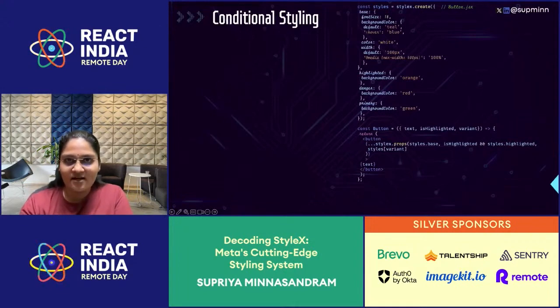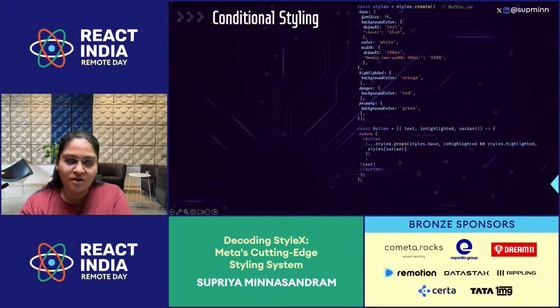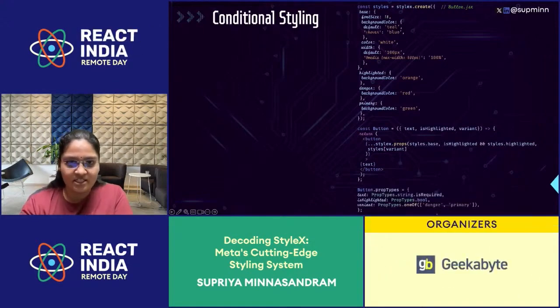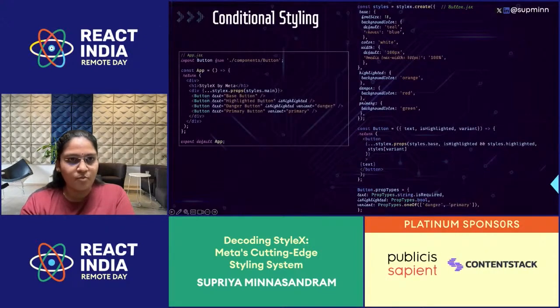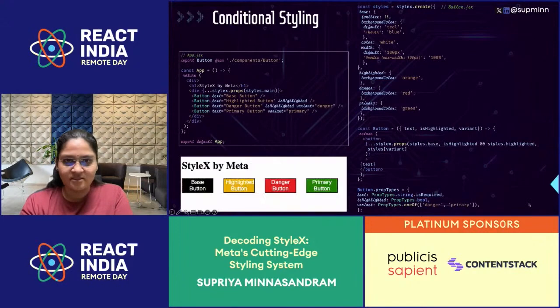Observe that the isHighlighted prop, only when it is passed through and is true, would help us apply styles.highlighted. Otherwise, it wouldn't get applied. And with respect to the variant, we are defining a variant to be either danger or primary for now. Both are going to play around with the background colors. Within our app component, I would like to include a few more button components so that we see different looks. And this is how the output is going to look.